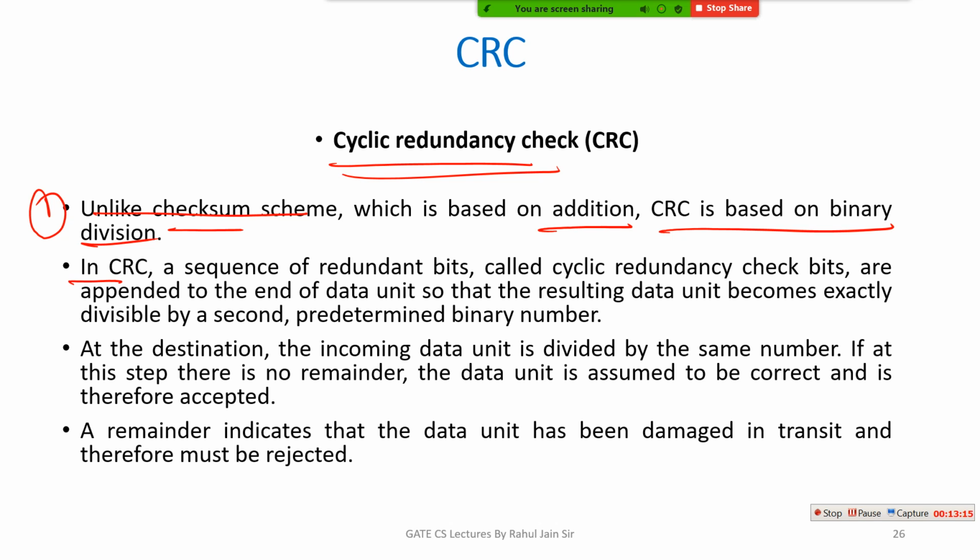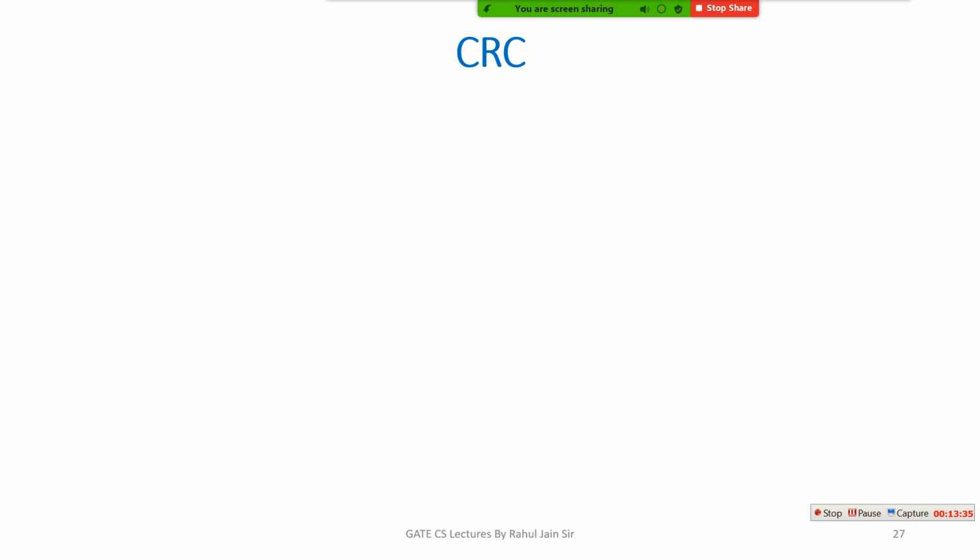In CRC, a sequence of redundant bits called cyclic redundancy check bits are appended to the end of the data unit so that the resulting data unit becomes exactly divisible by a second predetermined binary number. What I am telling you, you will get it with this example.